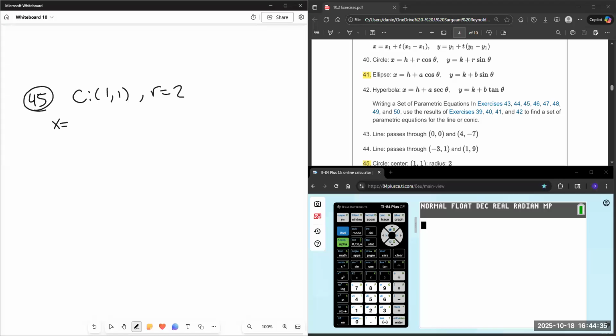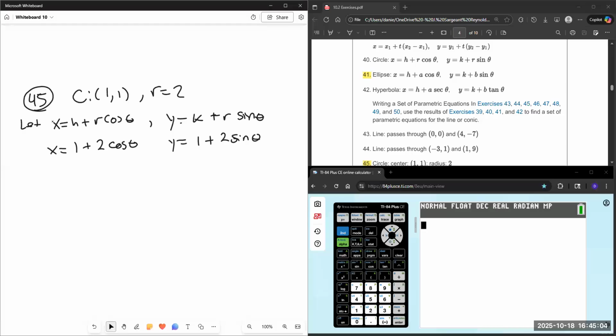Let x equal to h plus r cosine of theta, and y equal to k plus r sine of theta. So x will be equal to h is 1, r is 2, y is equal to k is 1, r is 2, and we're done with 45.